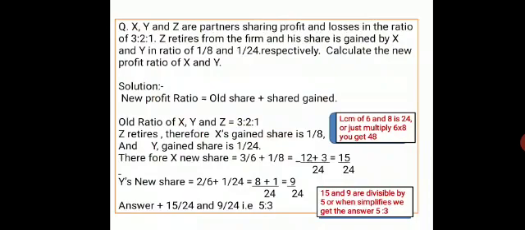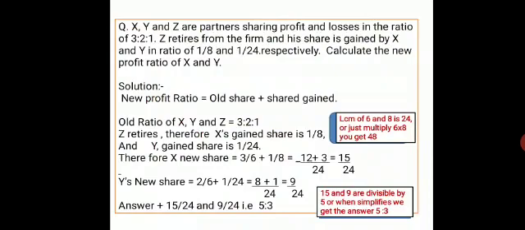Now we'll see what is the new share of X. His old ratio is 3/6 and what he has gained is 1/8 from Z's retirement. So here I will take the LCM of 8 and 6, which gives me 24, or else directly multiply 6 into 8, which gives me 48. So now when you are taking the denominator as 48, just cross multiply with the numerators. So 3 into 8 gives me 24, and 1 into 6 gives me 6.